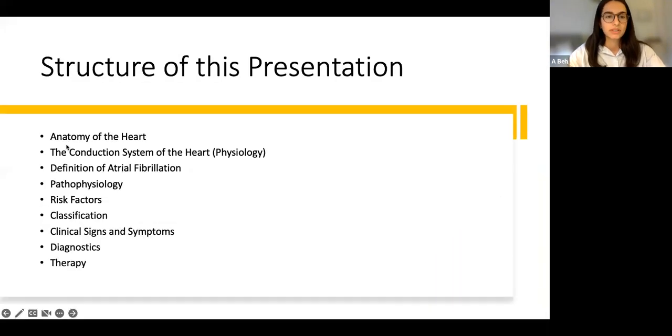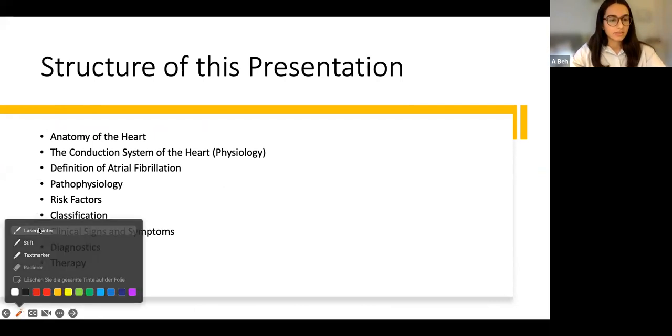Okay. I want to go over the structure of this presentation with you really quickly. We're first going to start with the anatomy of the heart, then we'll talk about the conduction system of the heart, the definition of atrial fibrillation, its pathophysiology, the risk factors for this disease, the classification, clinical signs and symptoms, diagnostics, and therapy. Let me just activate my laser. Okay.